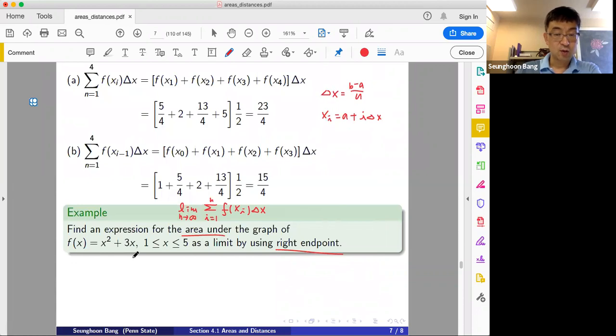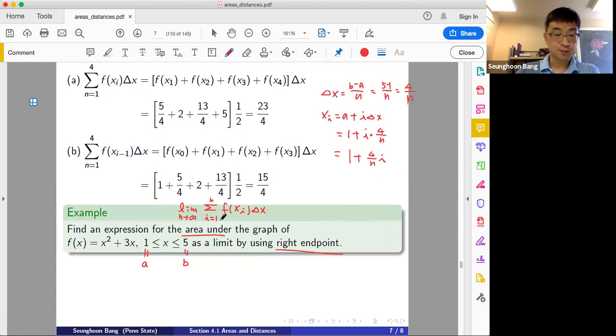So here, you need to find a and b first. What is a? What is b? a is given here, the left endpoint. b is the right endpoint. So we have exactly 5 minus 1 over n, we have 4 over n. What's x_i? a is 1, plus i times delta x, which is 4 over n. I can change it like this: 1 plus 4 i over n. Can use it like this.